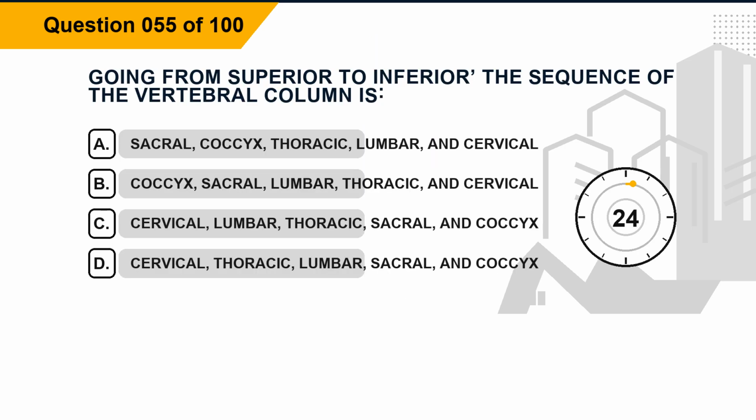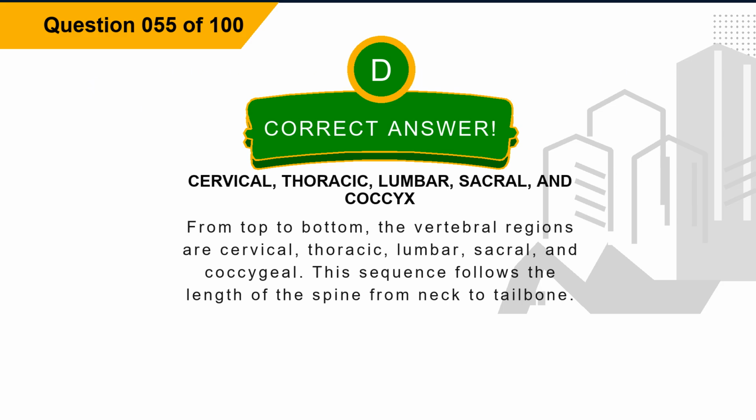Question 55. Going from superior to inferior, the sequence of the vertebral column is option A, sacral, coccyx, thoracic, lumbar, and cervical. Option B, coccyx, sacral, lumbar, thoracic, and cervical. Option C, cervical, lumbar, thoracic, sacral, and coccyx. Option D, cervical, thoracic, lumbar, sacral, and coccyx. The correct answer is option D. Explanation. From top to bottom, the vertebral regions are cervical, thoracic, lumbar, sacral, and coccygeal. This sequence follows the length of the spine from neck to tailbone.